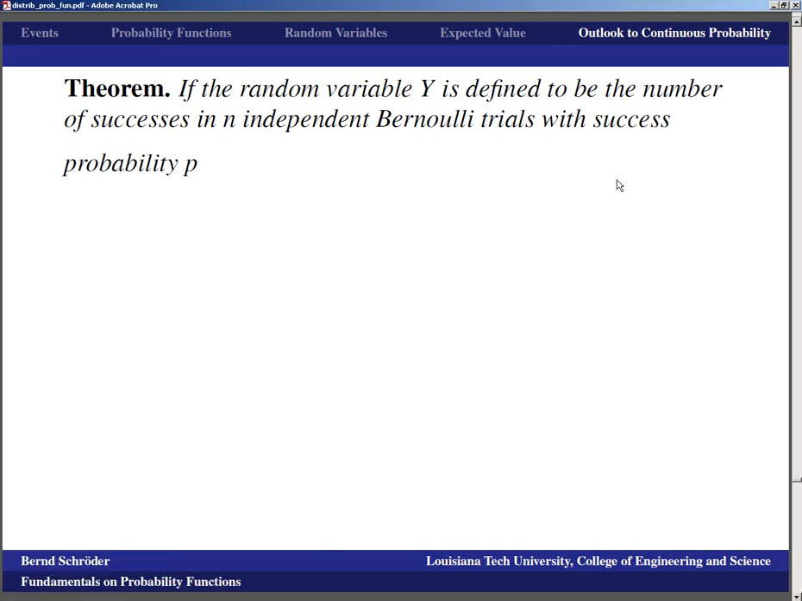So take a look at a random variable y, and that random variable y is supposed to be the number of successes in n independent Bernoulli trials with success probability p. So this is something like, you have your car for 100 days, what is my probability that the car will start every single day, so that the battery doesn't work out and things don't break and things like that.